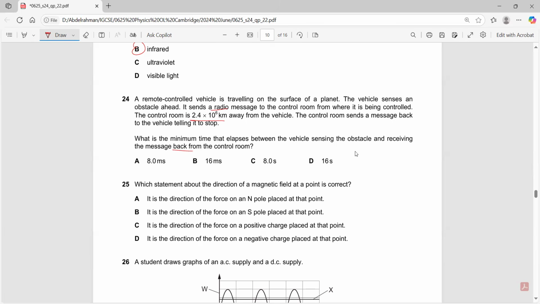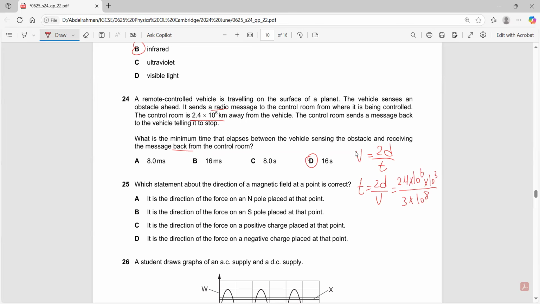Message back. So this is an echo, isn't it? It is an echo, yes. How can I find the speed in the echo? It's 2 distance over time because of the reflection. To find the time, it would be 2 distance over the speed. The distance is 2.4 times 10 to the power of 6 kilometers. Then you need to multiply by 1,000 and divide by the speed, which is 3 times 10 to the power of 8. If you calculate this, it would give you a total time of 16 seconds.